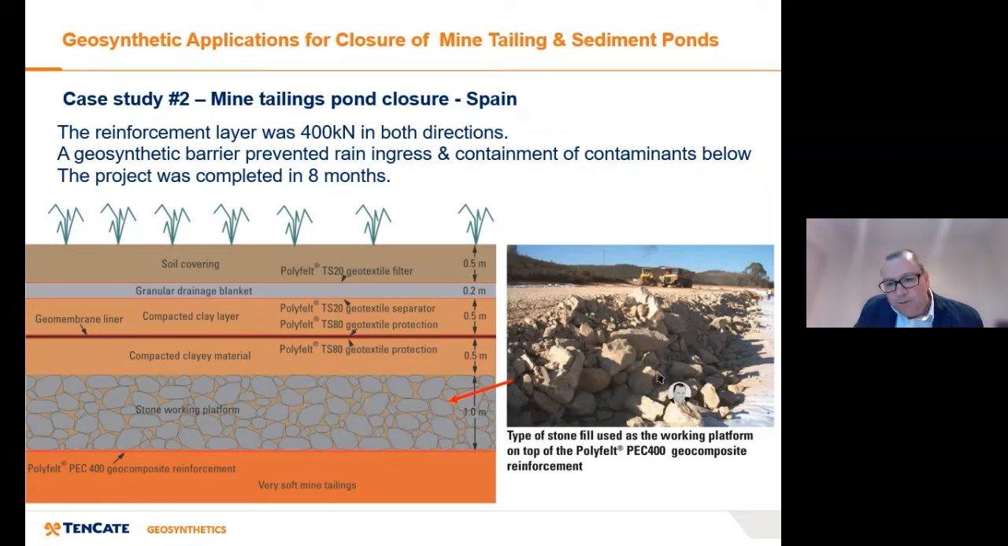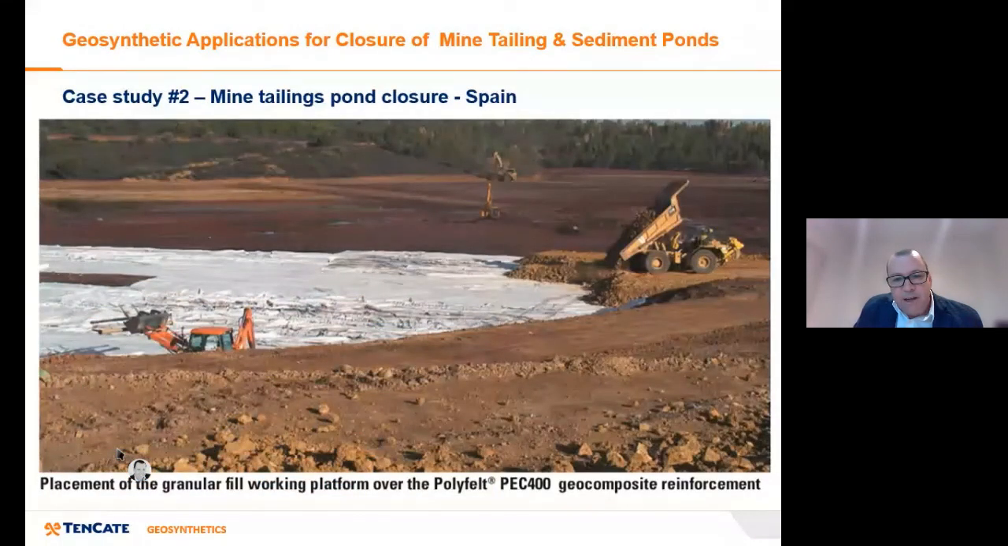Again, you can see the type of stone used, so not as big as shown in the US example, but still reasonably large. And the difference here was, once they had the working platform in, they then built up another 1.5 metres or more, but they had to line it, and they had to put in a geomembrane liner to stop the water coming down and getting into the sludge below, as well as contaminants coming up. So slightly different, but in this case, looking at the reinforcement layer, it was holding up nearly 2 metres of soil on top, and obviously did the job on very soft tailings with construction vehicles working on the top.